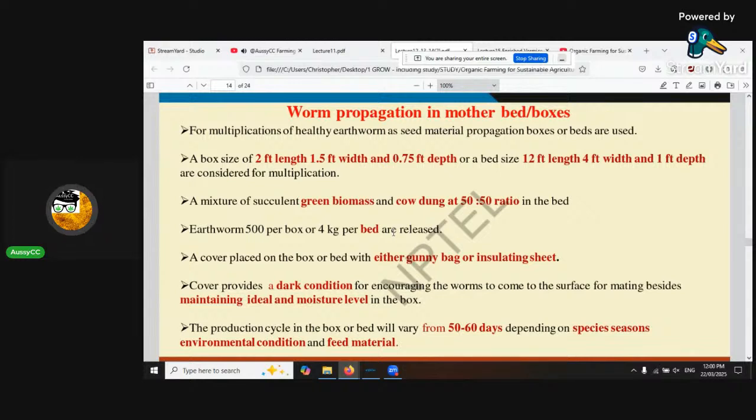Worm propagation in the mother beds, it's the same sort of thing. They want to get mother beds so they can dilute that with their worms. So they use it to multiply their worms in one bed, then they'll use little handfuls of those worms to inoculate other beds. Here's the technique of how to do it.